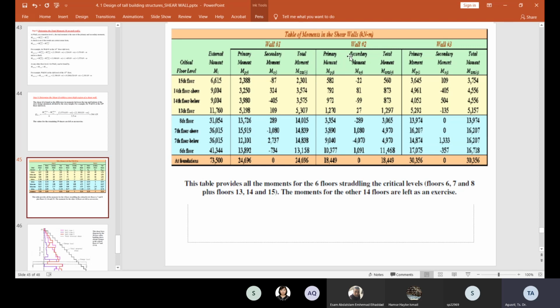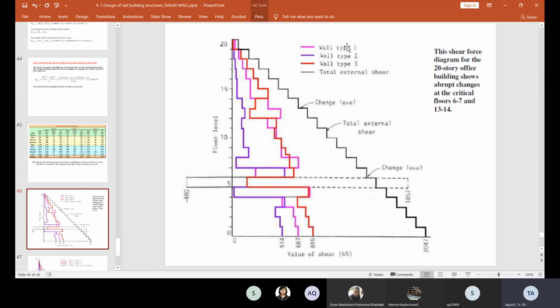Okay, so after we found the bending moment for each floor, then we can have the figure. This is actually the diagram of the value of shear versus the floor level. So you can see here at the top of the building, the shear value and also the bending moment value will be very minimum, or equal to 0.